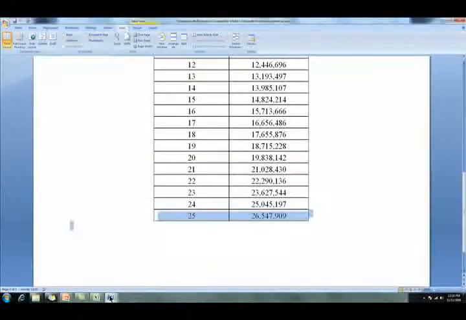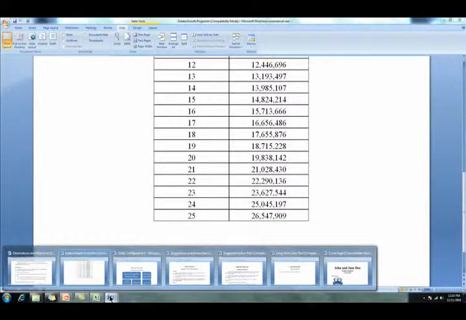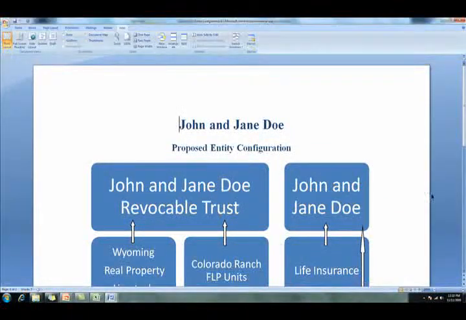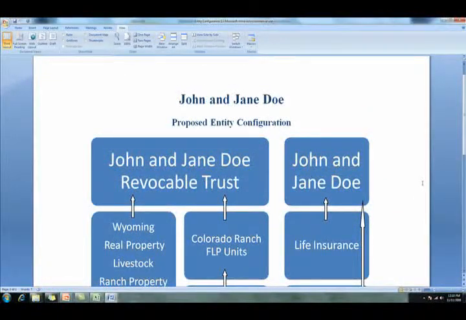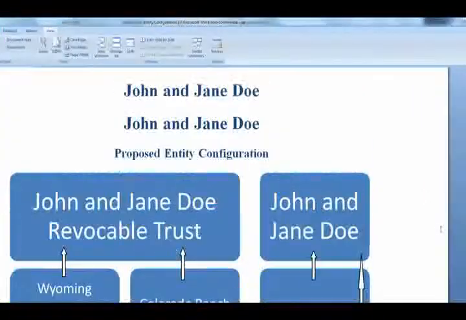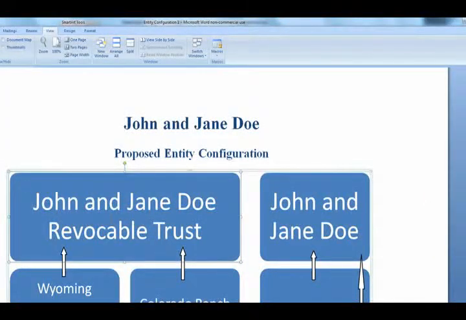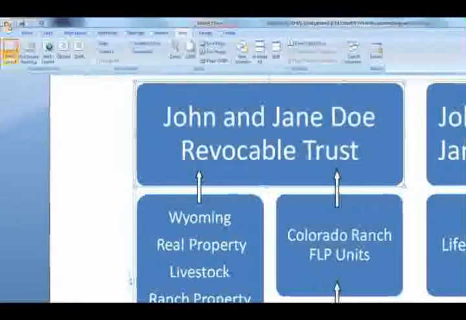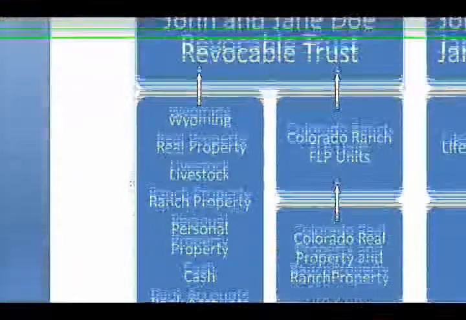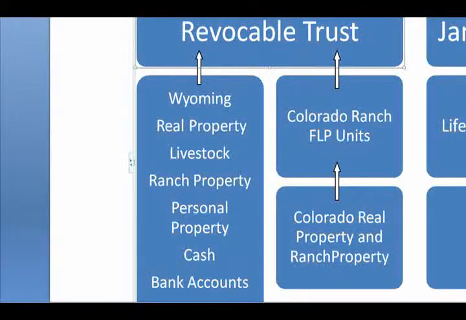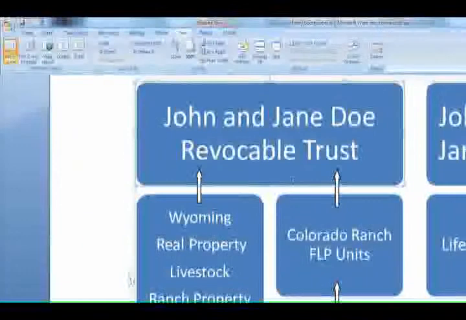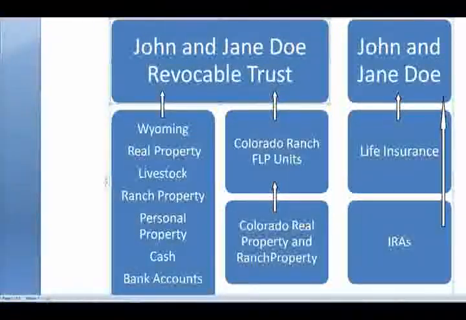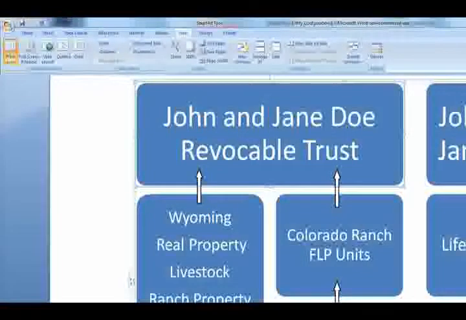So let's just take a look then at what we can accomplish here. And one of the things that we'd like to do to get that growth out of their estate is start with a good solid entity program. And so the first thing we want to do is make this a revocable living trust. And that trust is going to own Mr. Doe's share of the Colorado Ranch Limited Partnership units. And of course that ranch owns the real property, or the family limited partnership. On the other side then, we're going to deed the Wyoming real property, the ranch property, personal. All this stuff is going to be owned and titled in the name of their revocable trust. And this is just to get us started.